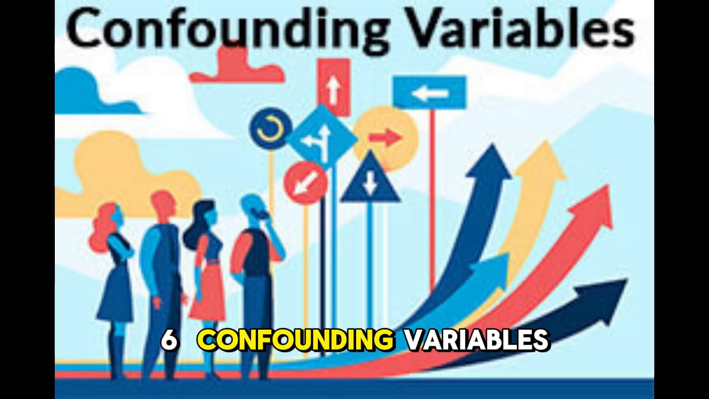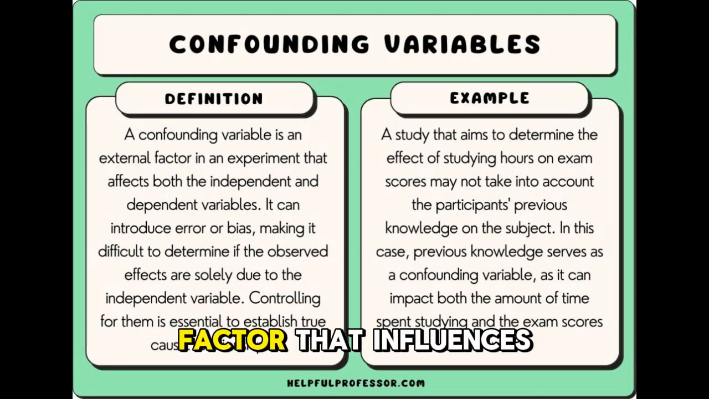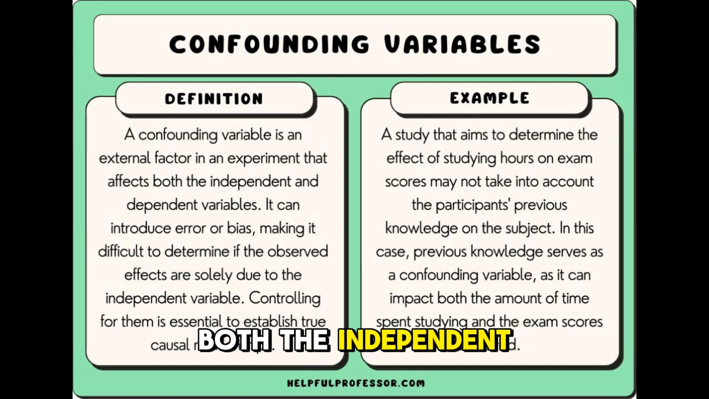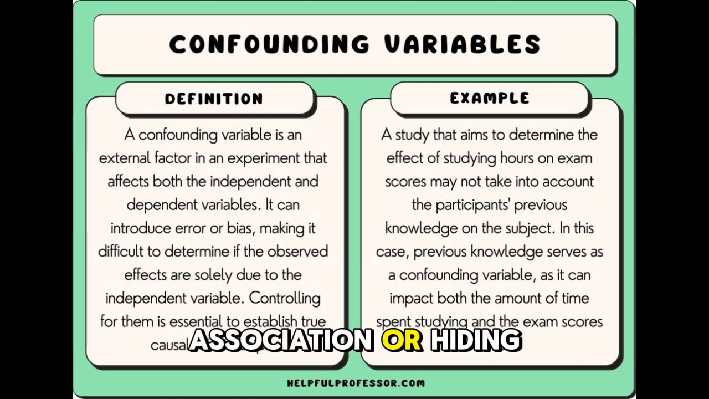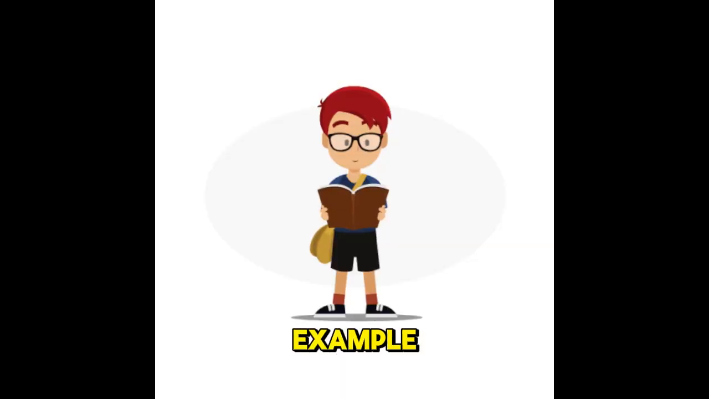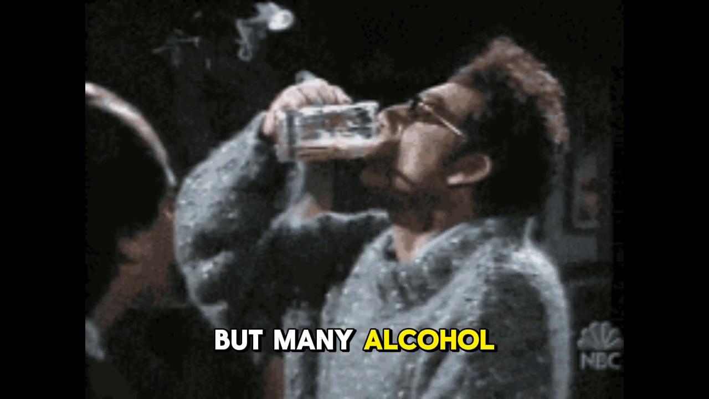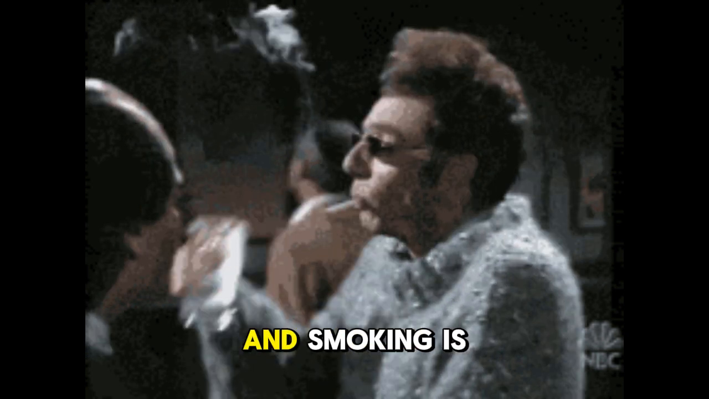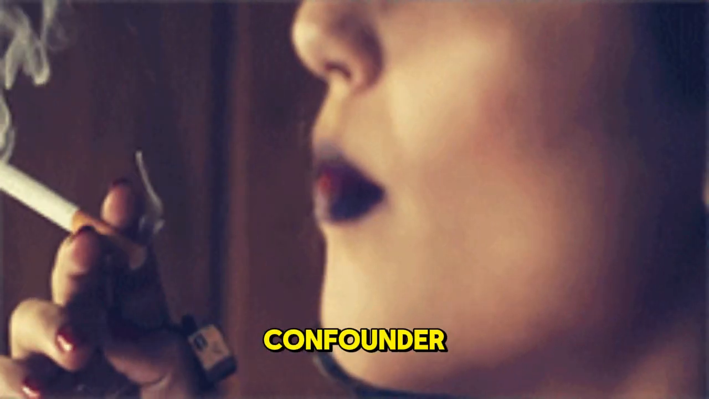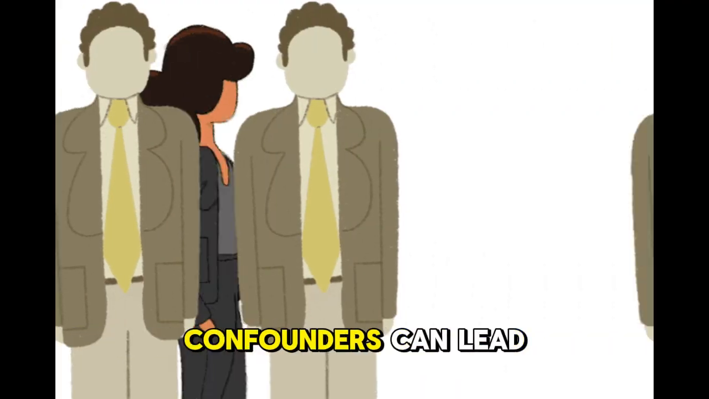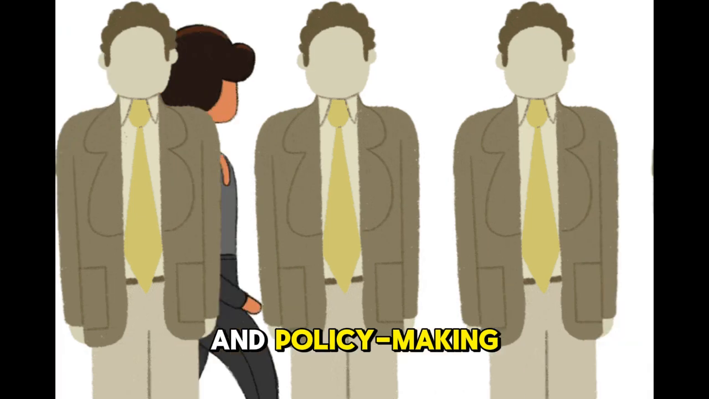6. Confounding variables. A confounding variable is a hidden factor that influences both the independent and dependent variables, creating a false association or hiding a real one. Example: you're studying the link between alcohol use and lung cancer, but many alcohol users also smoke, and smoking is a stronger cause of lung cancer. In this case, smoking is a confounder. If not controlled, confounders can lead to biased conclusions, affecting clinical decisions and policymaking.